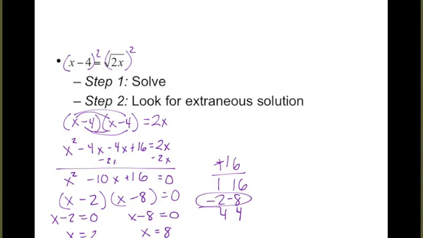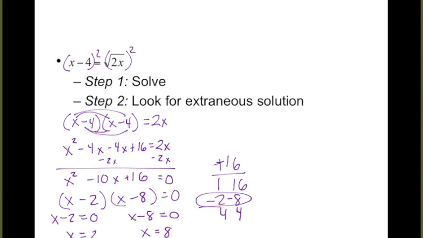It is most likely that you will have an extraneous solution if you get more than one answer in the problem. So when you get more than one answer, you need to be especially leery of these. Probably one of them is not going to work. So I'm going to check them out by plugging them back into the original problem.